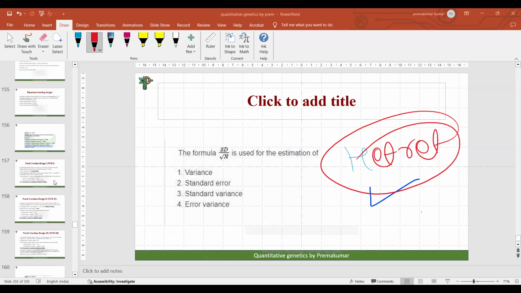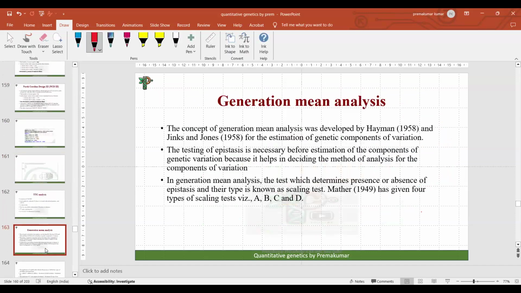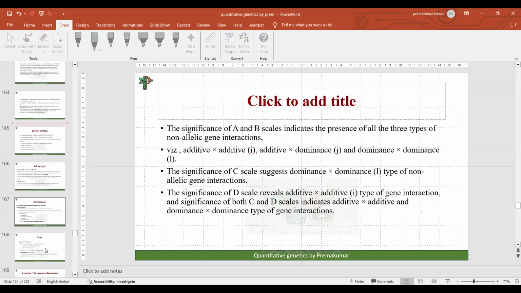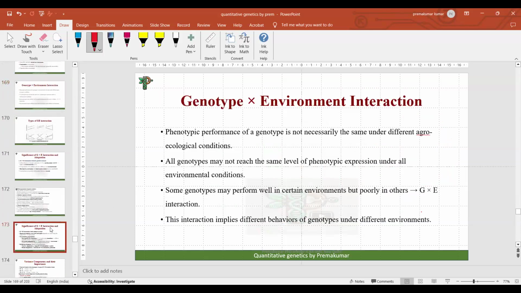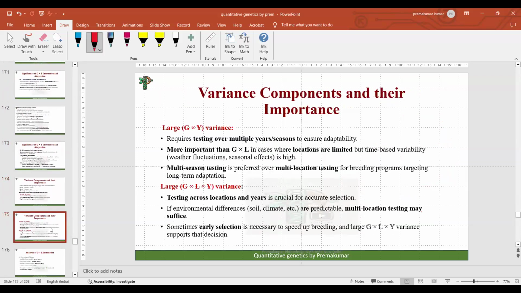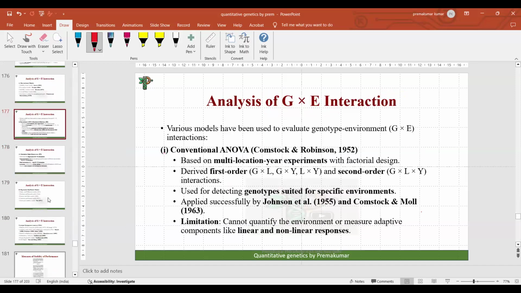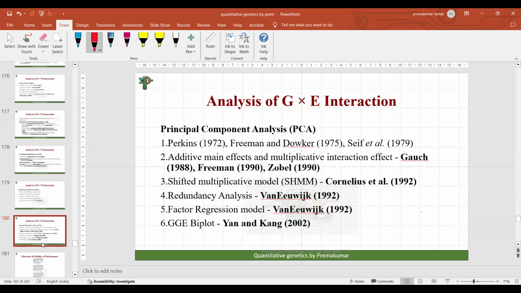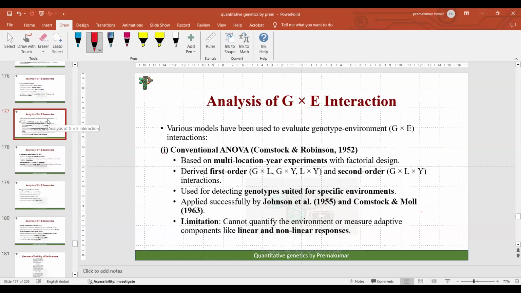Any doubts? I will go through once. I know, it's very difficult. I went through very fast. That graph also, G into E interactions, actually it's very difficult. I went through because I was reading continuously and now I understood.